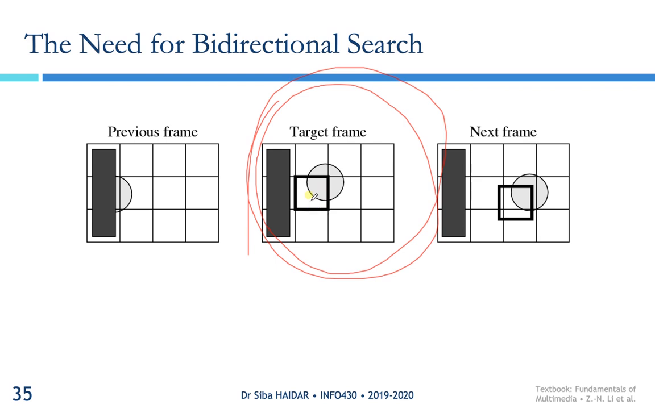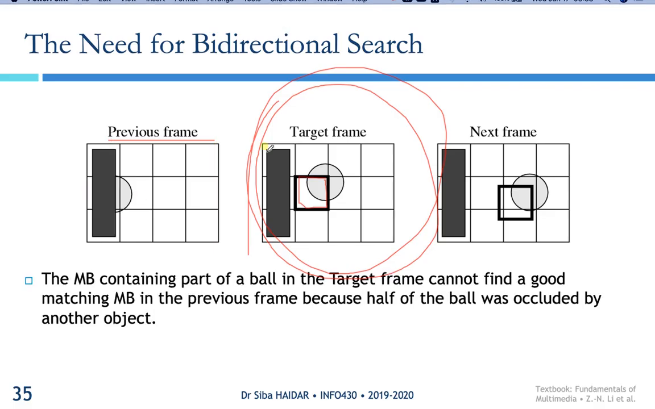If you are interested in this particular macro block and you want to deduce where it was in the previous frame, can I find it? No, I cannot find it. So the macro block containing a part of a ball in the target frame cannot find a good matching macro block in the previous frame. There isn't, because half of the ball was occluded by another object.